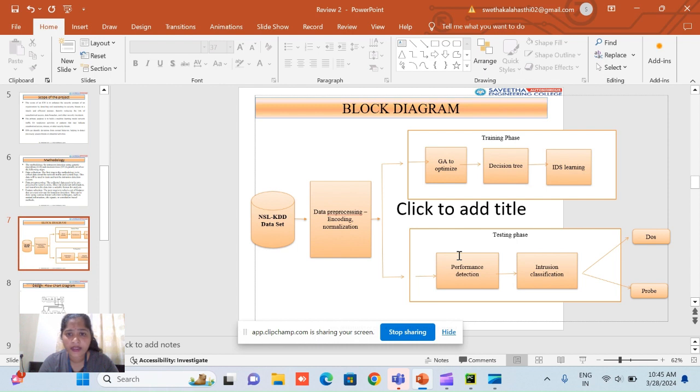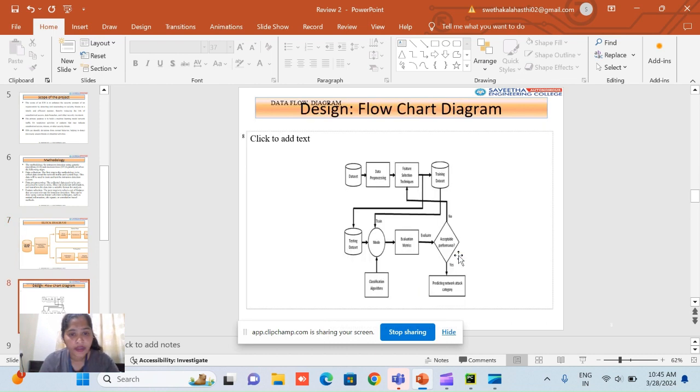And here is the block diagram. You can see the NSL-KDD dataset first goes to data pre-processing and then to the genetic algorithm to optimize, and then it goes to the training phase with decision trees and IDS learning. On the other hand, it goes to performance detection and intrusion classification, and DoS and probe attacks can be tested easily.